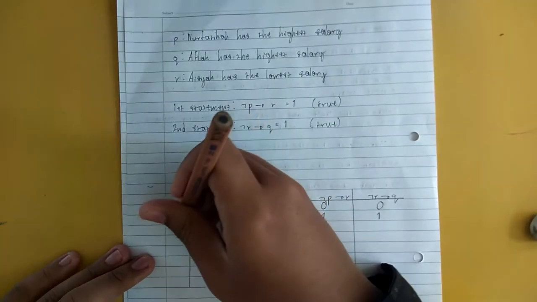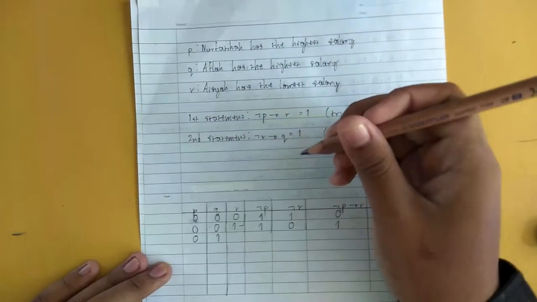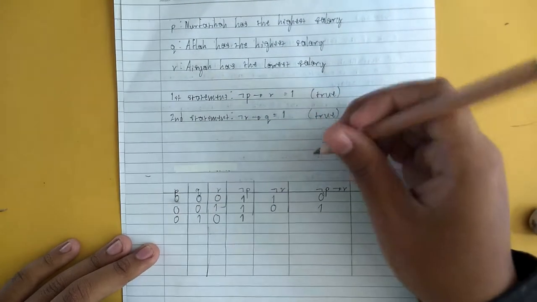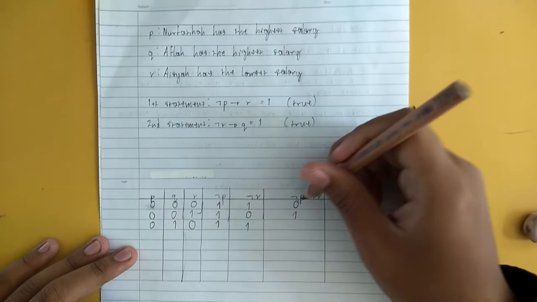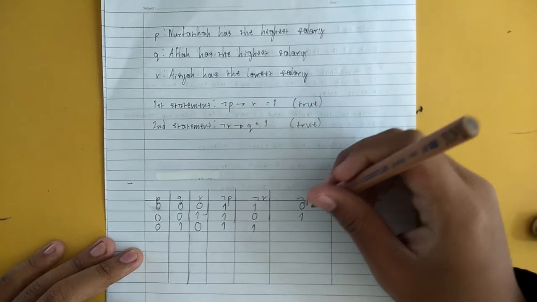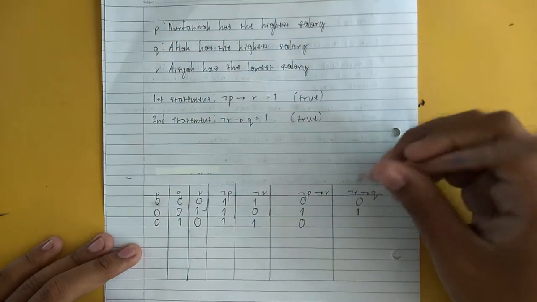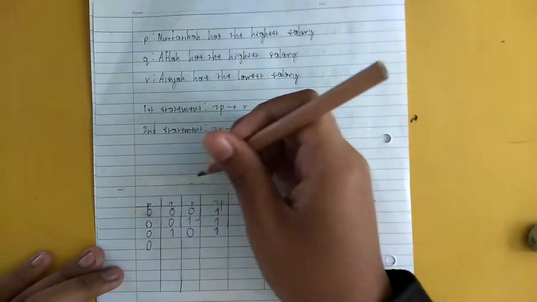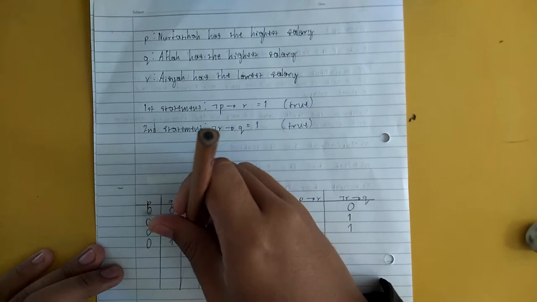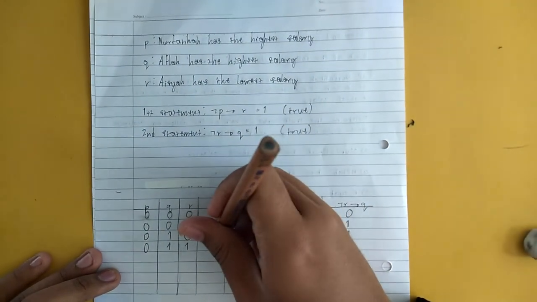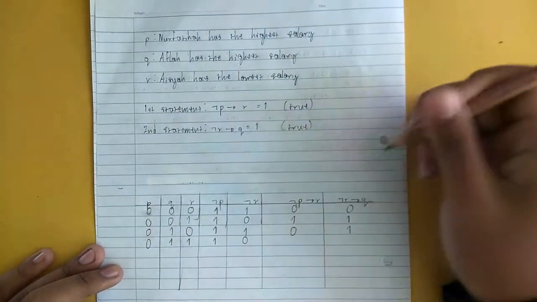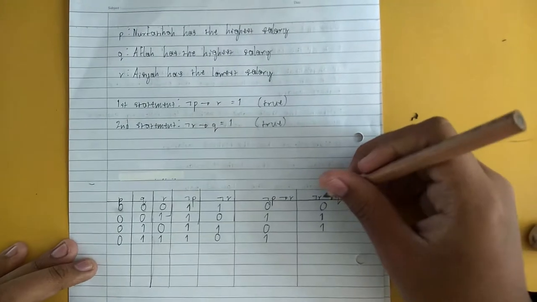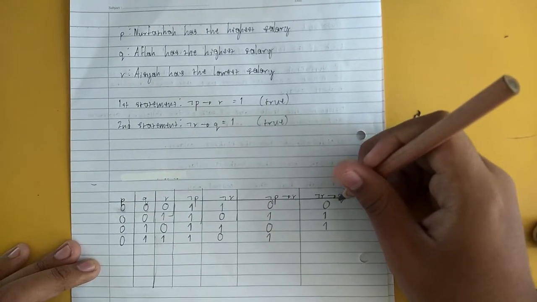Now if P is false, Q is true, and R is false, so not P is true, and not R is also true. So for this, not P implies R is false, and not R implies Q is true. Next, if P is false, Q is true, and R is also true, so not P is true, not R is false. So not P implies R is true, and not R implies Q is also true.